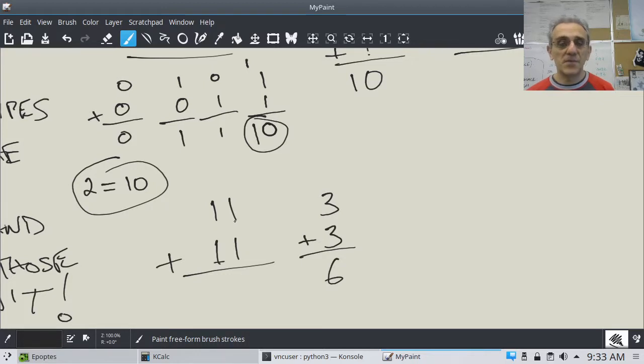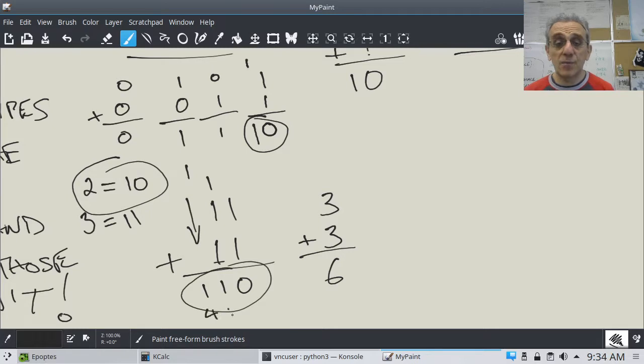Ready? Watch this. 1 plus 1 is 2, so we put the 0 down and we carry the 1. Now look what happens. Now we get 1 plus 1 plus 1, and this is the maximum situation. So the maximum situation is a 3. And how do we represent a 3? 3 is equal to 1, 1. So therefore, we put the 1 down, and then we carry the next 1 over. And that comes down in the next column. And so therefore, this is 6, which makes sense, because that's 4 plus 2, right?